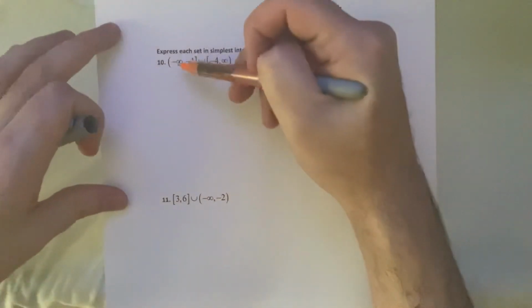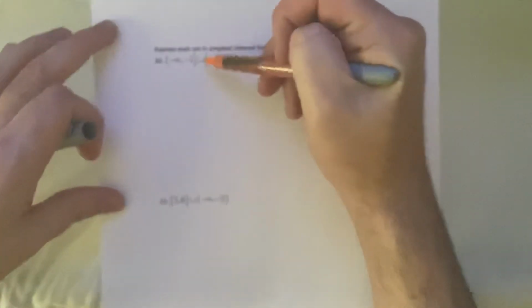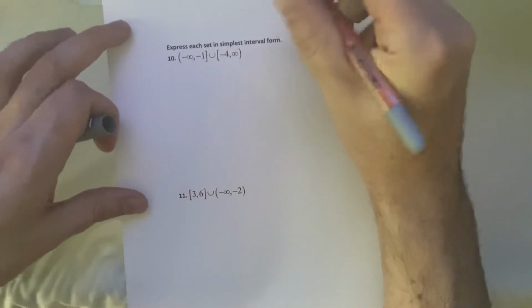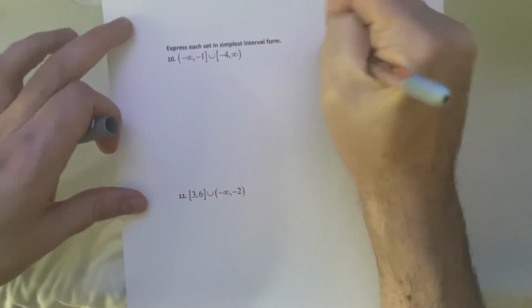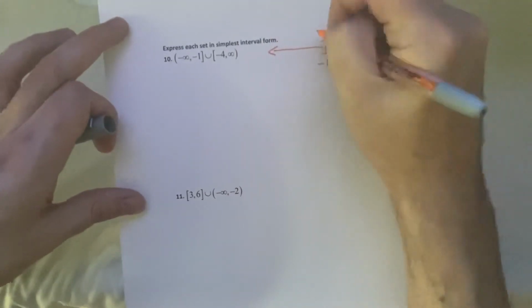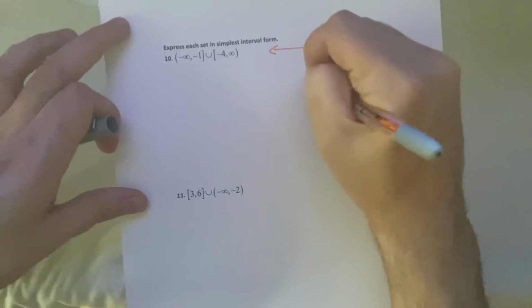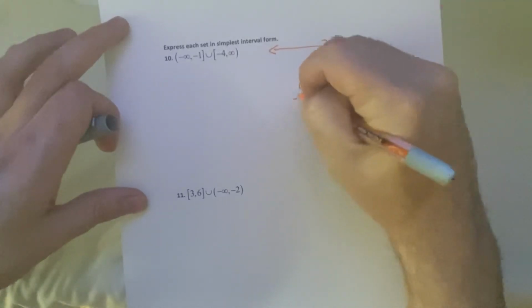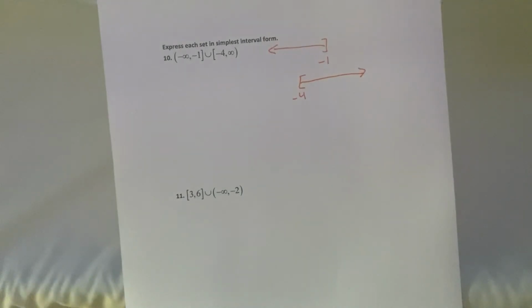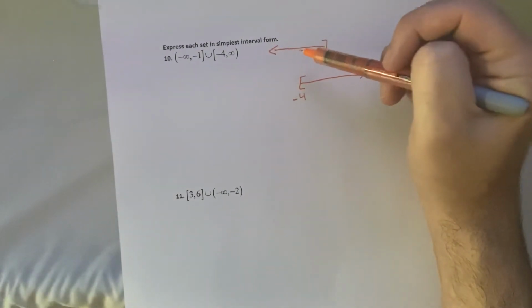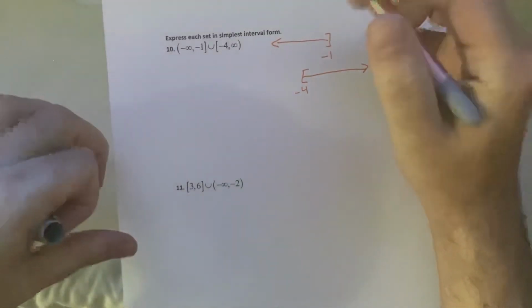So you have all the numbers from negative infinity to negative 1 combined with the numbers from negative 4 to infinity. So if we look at this from a number line perspective, you've got negative 1 all the way over to negative infinity. Here, negative 4 is to the left of negative 1, so we have negative 4 up to infinity. And it wants us to combine these two sets into one. So as long as it's in one set or the other, or both, it gets included.